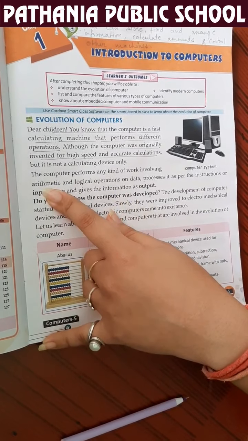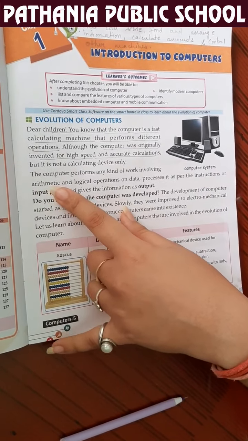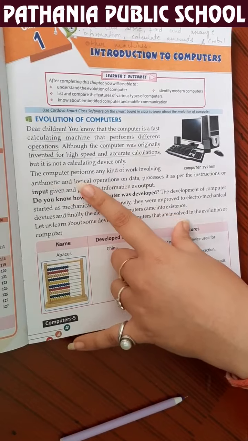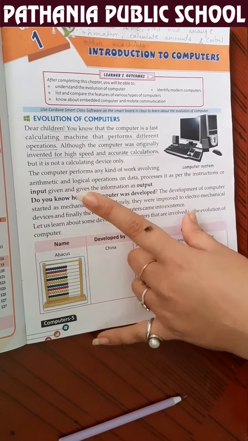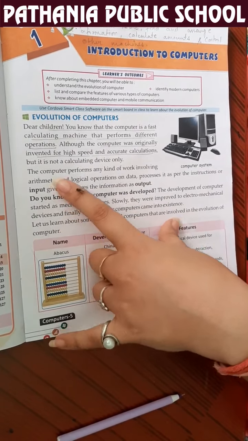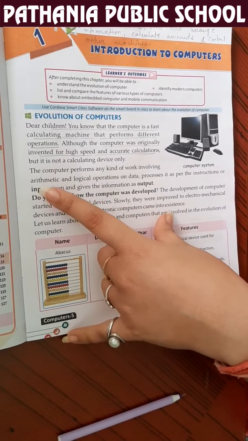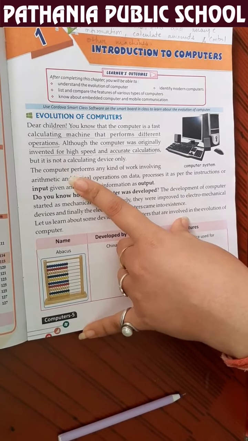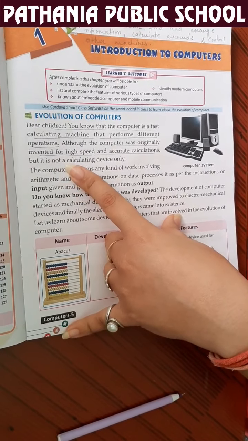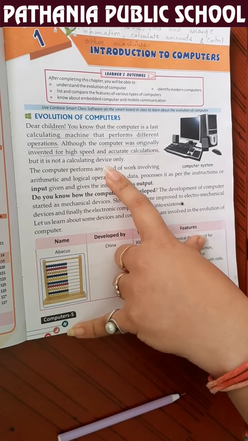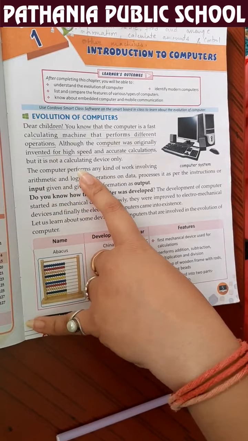Arithmetic means the addition, subtraction, multiplication and division, and logical means to compare two numbers. For example, if you want to compare two numbers and find out whether A is greater or B is greater, this type of comparison will be done with the help of logical operations.